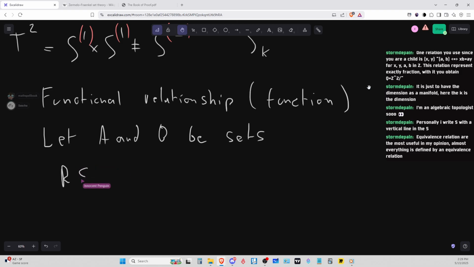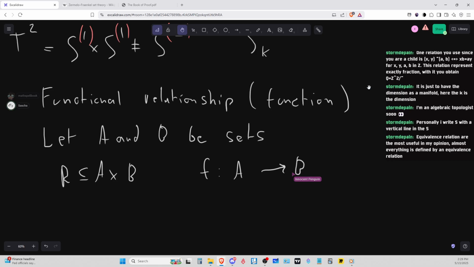As far as we know, relations are just subsets, but we don't want them to be anything. If we want to define a function, something you probably heard in high school is the vertical line test. What we want to define is what it means to have a function from A to B.